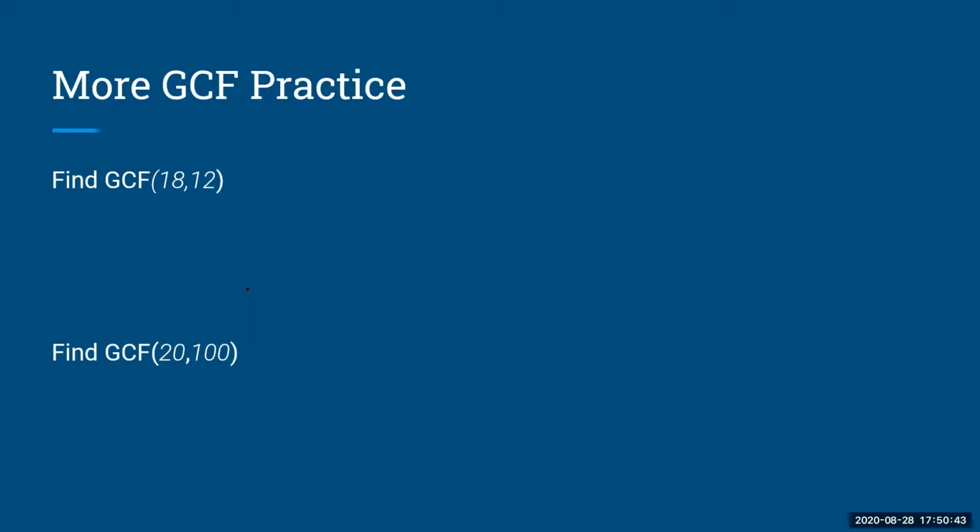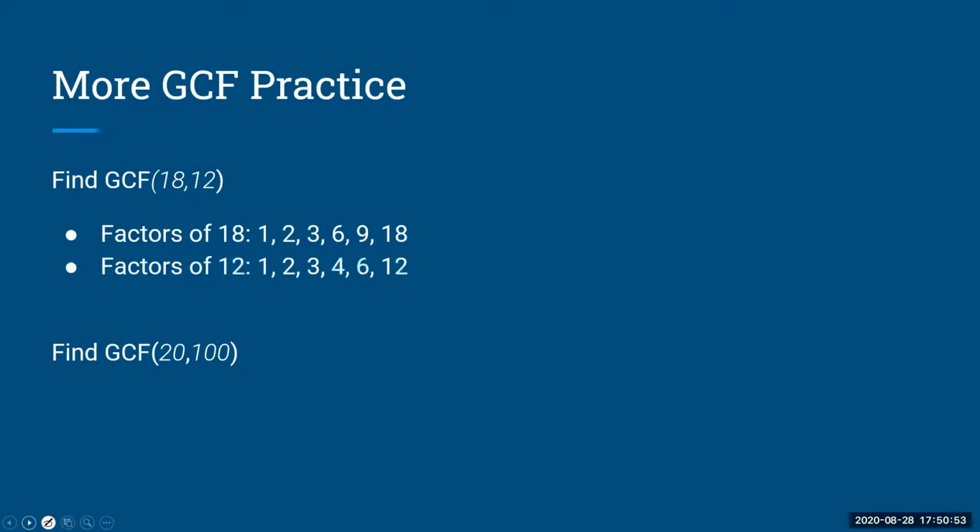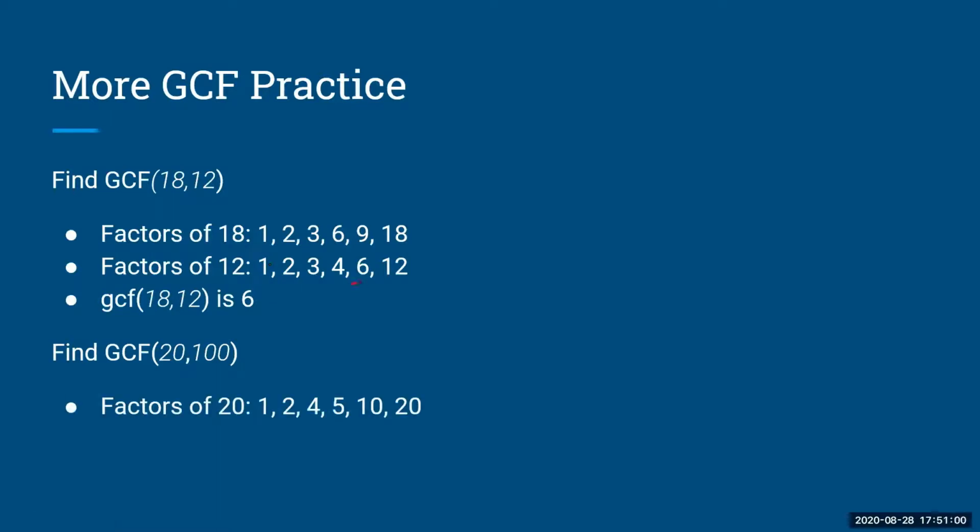All right, I'm going to zoom through this real fast. If you didn't get a chance to type the right answer, don't worry. Factors of 18 are 1, 2, 3, 6, 9, and 18. Factors of 12 are 1, 2, 3, 4, 6, and 12. So the greatest common factor between 18 and 12 is 6, because they share 6. Factors of 20 are 1, 2, 4, 5, 10, and 20.